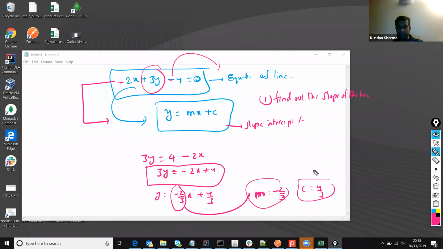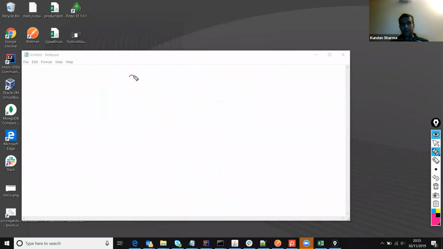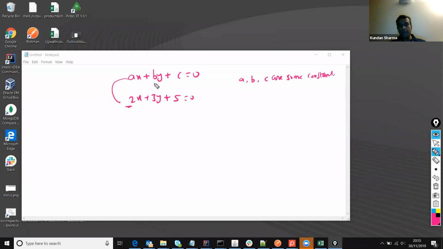Okay. So let us see one more example. Let us say I have my equation in the form of ax plus by plus c is equal to 0. This is the generic form, right? Where a, b, and c are some constants. Constants means some numbers. Something like 2x plus 3y plus 5 is equal to 0. So the value of a will be 2, the value of b will be 3, and the value of c will be 5. So if I have to tell straight away what is the slope of the line, if the line is of the form ax plus by plus c.